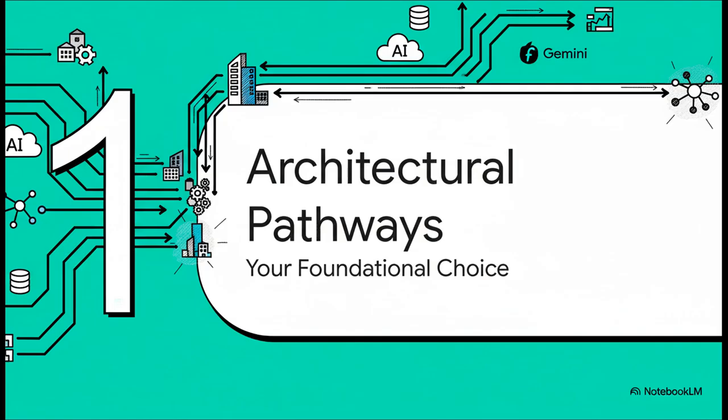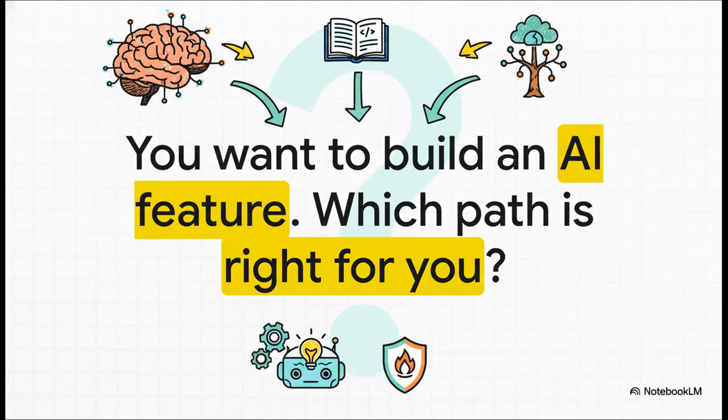Okay, let's get right to the core of it. Your very first, and honestly, your most important decision is picking the right architectural path. This one choice is going to shape pretty much everything that follows. So you've got this great idea for an AI feature. The big question is, which of these three paths is the right one for you and your project?